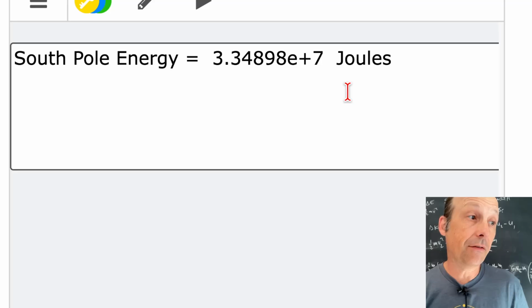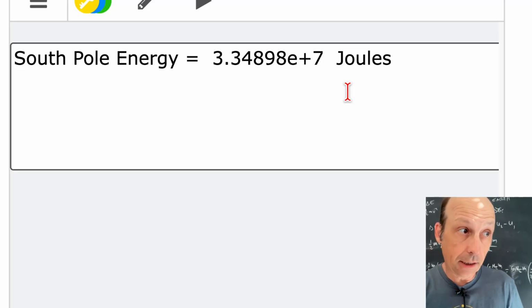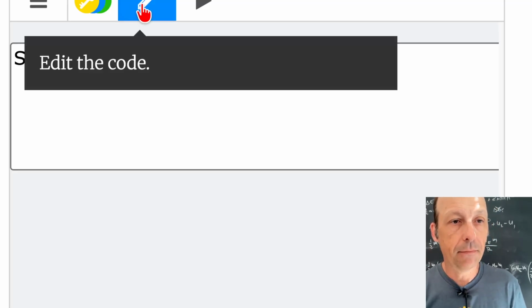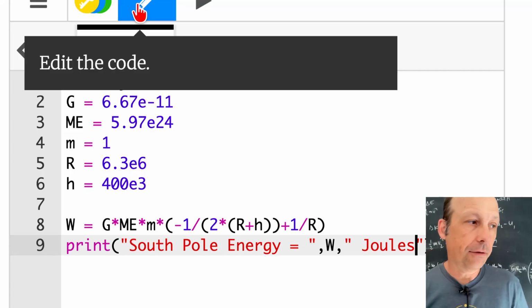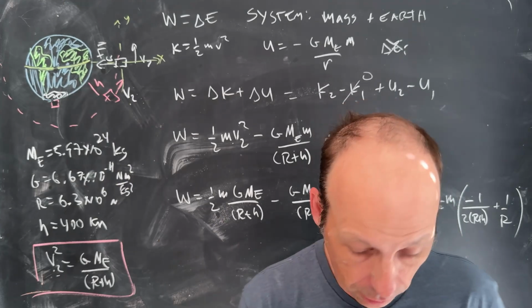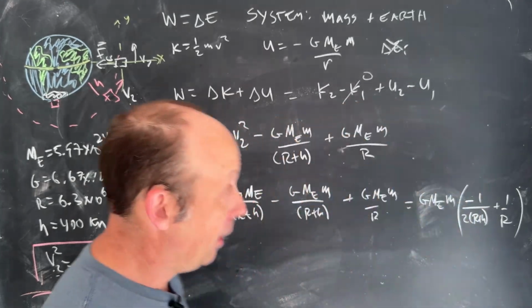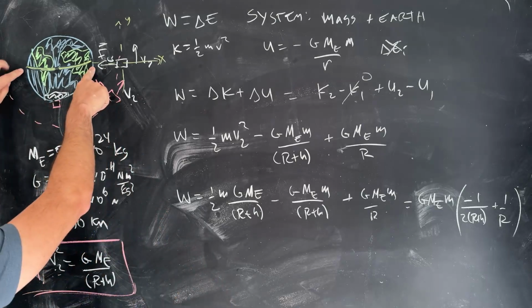3.34 times 10 to the 7th joules for 1 kilogram. Okay. We're going to come back to this. Let's look at what would be different if I launched from the equator.